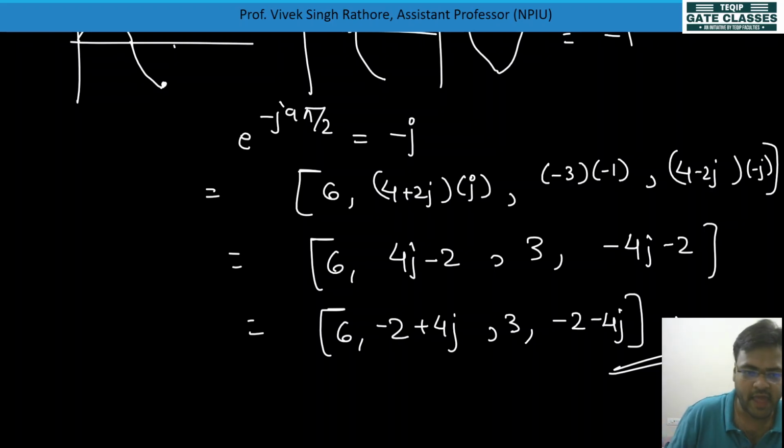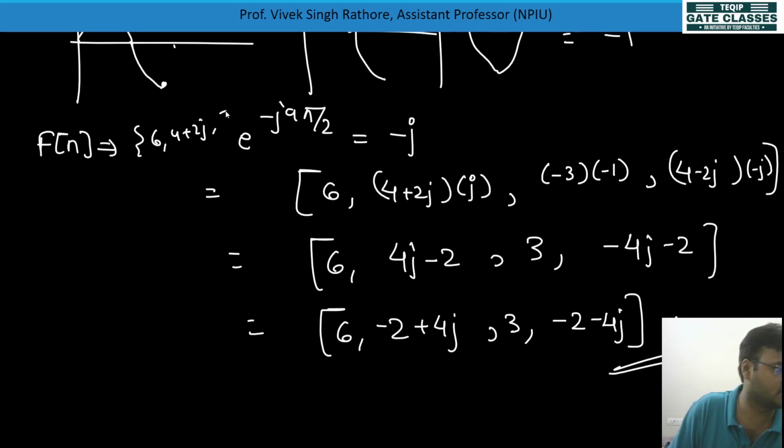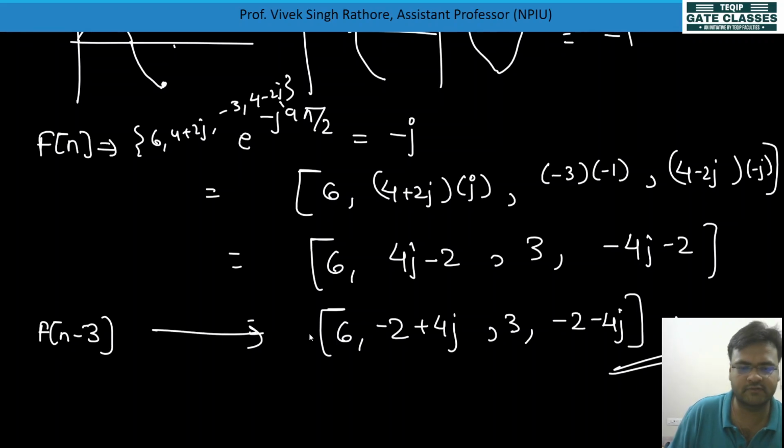This is the actual answer. Now you can understand that if f of n had the discrete Fourier transform 6, 4 plus 2j, minus 3 and 4 minus 2j, then f of n minus 3 will have the discrete Fourier transform like this.